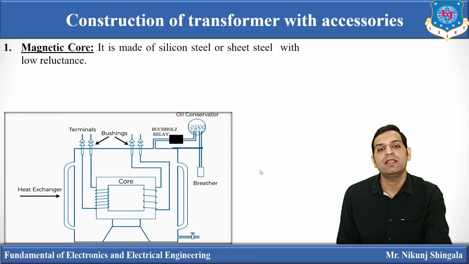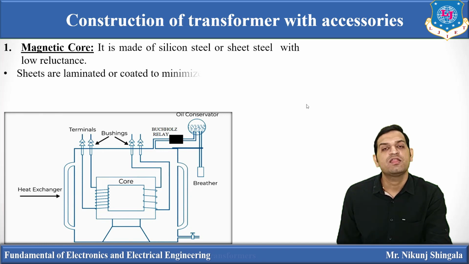So first one is the magnetic core. Here you can say the magnetic core is placed in the tank, and the core is made up of silicon steel or sheet steel with low reluctance. Cores are made up of laminations to minimize the eddy current losses and hysteresis losses. And these lamination sheets are coated to minimize the iron losses and hysteresis losses, as I told you.